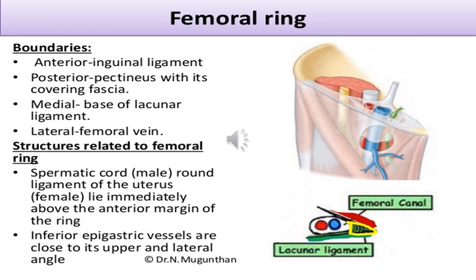Medially, the structure that is a reference point for different structures is the pubic symphysis. That is a reference point we use along with the femoral ring. The important structures around this ring are, first, the spermatic cord in males and the round ligament of the uterus in females, and these lie immediately above the anterior margin of the ring. The second is the inferior epigastric vessels. They are close to its upper and lateral angle.